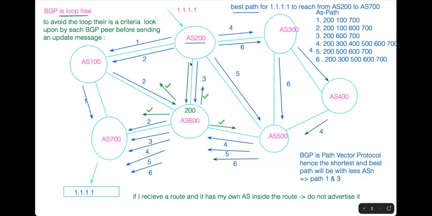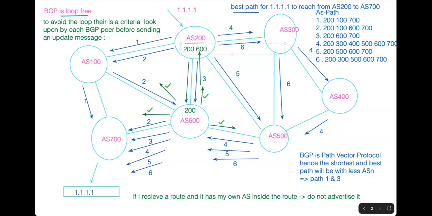But when it is received by the AS200, what will the AS200 see in the route? It will say the originator is 200, then 600, and then 600 is giving it to me back. Since now this particular route has originator 200 and then 600, I cannot advertise it further, to avoid the loop.